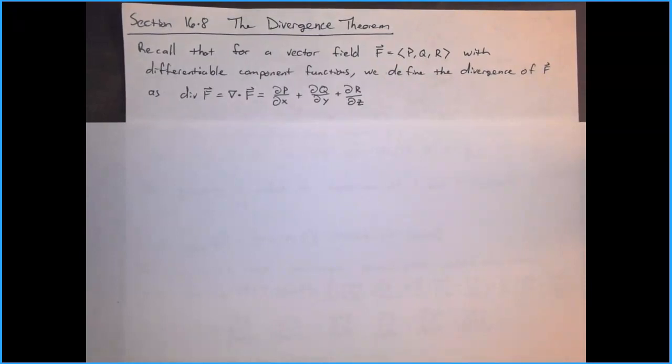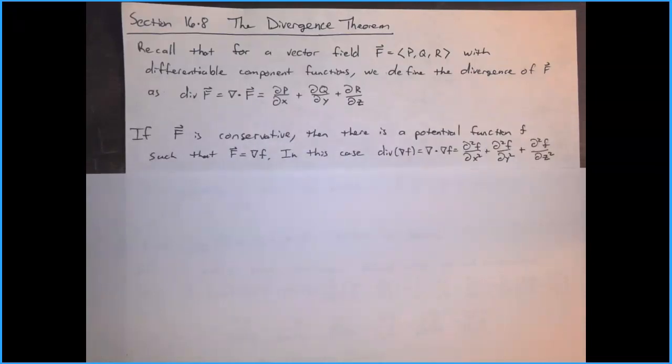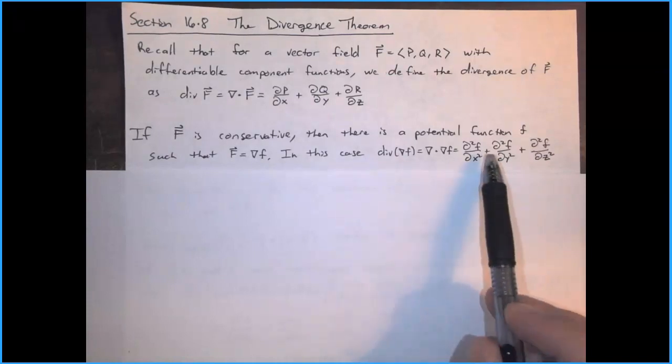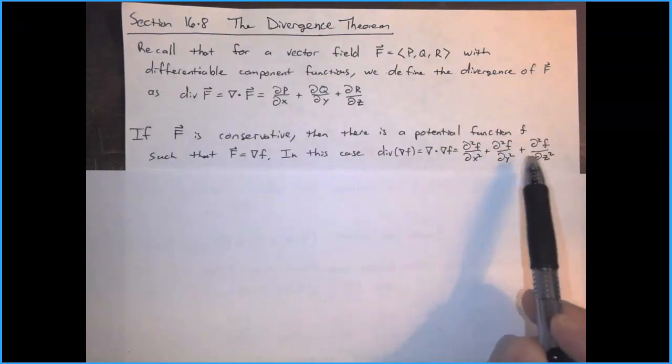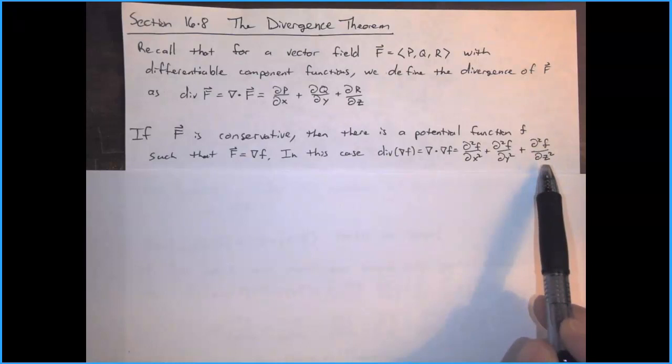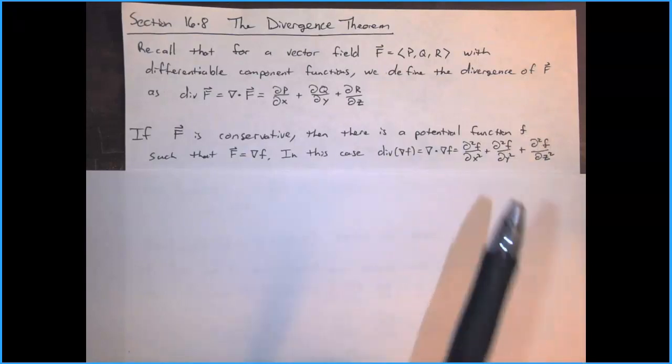So we talked about the divergence of vector fields back when we discussed Green's theorem, but let's look at some more properties of the divergence. So if we have a conservative vector field, that means that our vector field is the gradient of some scalar function, some potential function, and we take the divergence of that gradient, then what we're really getting are the second order partial derivatives of that function with respect to the same variable twice. In other words, if I take the divergence of this gradient, I get the second derivative of f with respect to x twice, plus the second derivative of f with respect to y twice, plus the second derivative of f with respect to z twice.